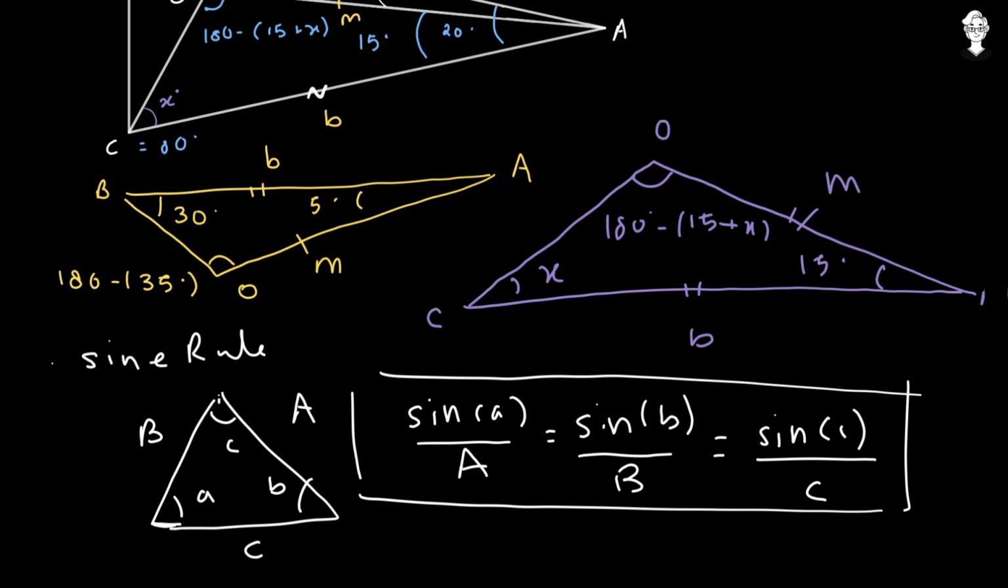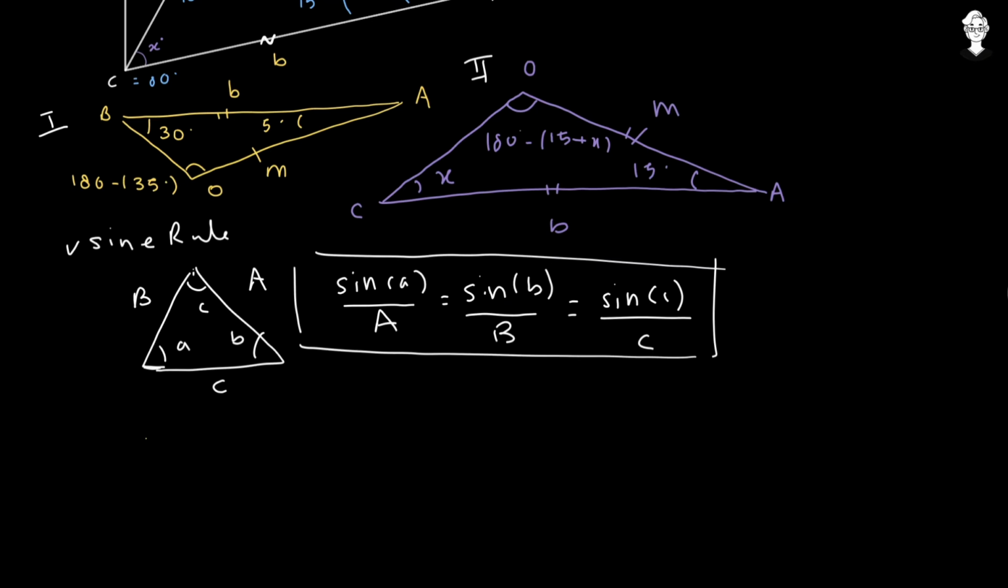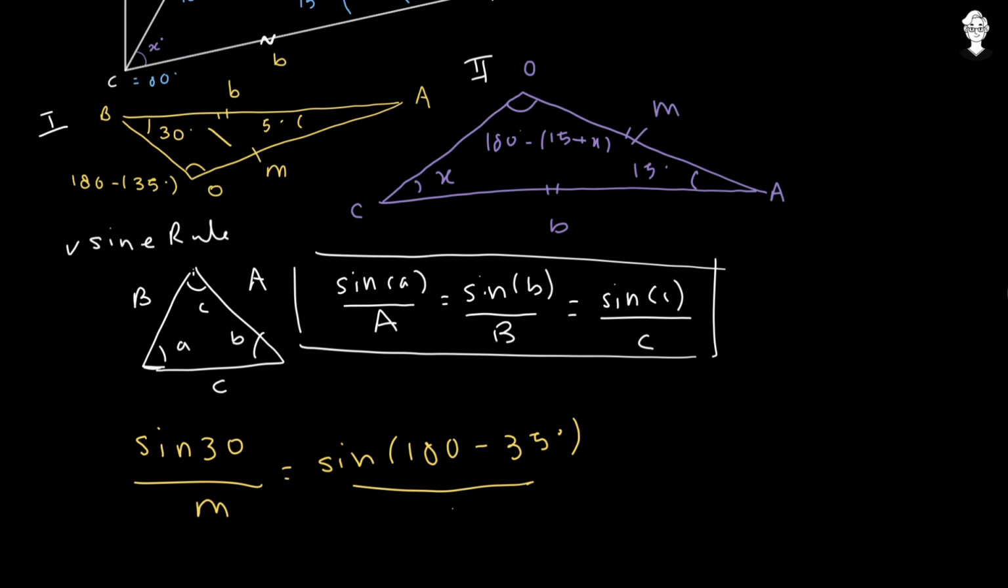So now we are going to apply the same sine rule in our first triangle and in the second triangle. So in the first triangle, let us apply the sine rule. Therefore, sine of 30 degrees, that is one of its angles, upon its opposite side, that is equal to M, would be equal to sine of 180 degrees minus 35 degrees upon its opposite side, that is equal to B.